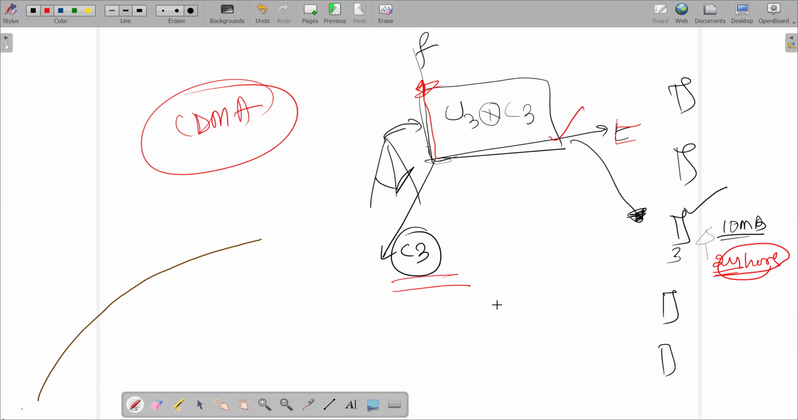Yes, correct. So we'll carry this forward tomorrow: how this is related to 3G, 4G, 5G.